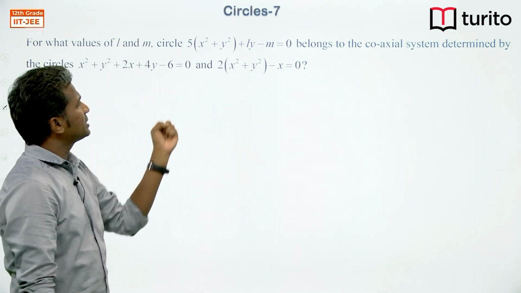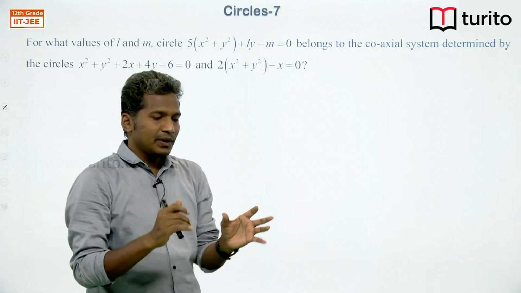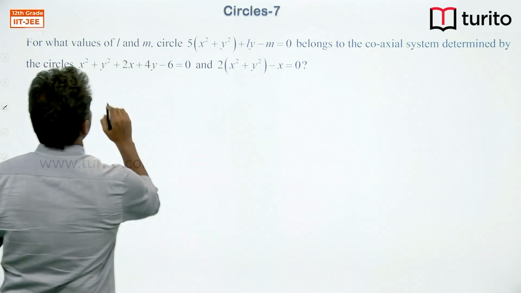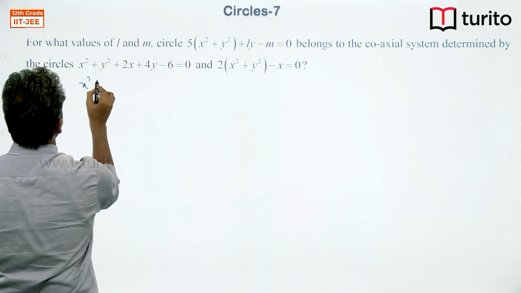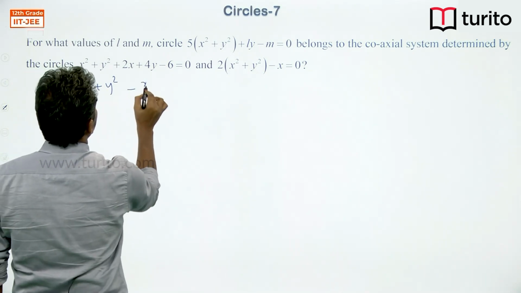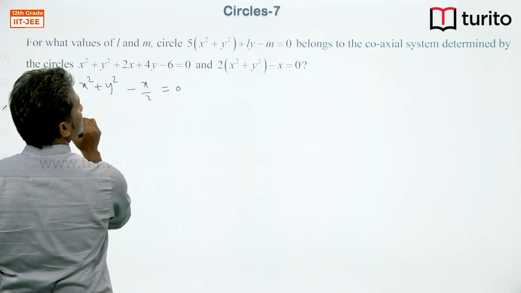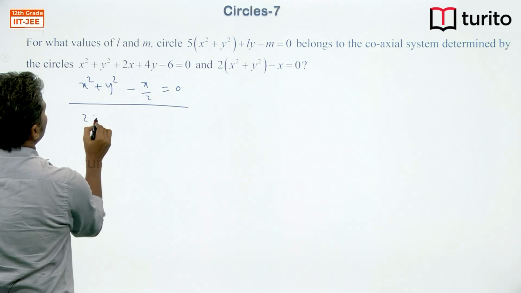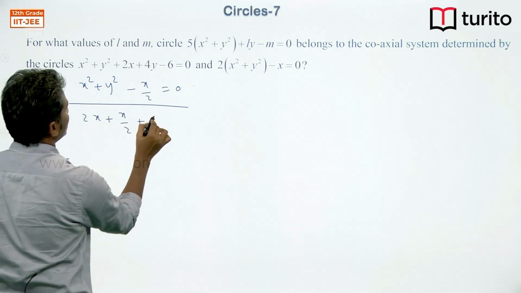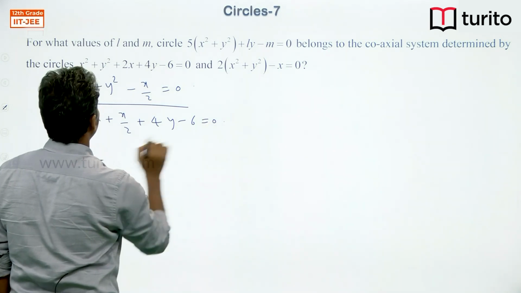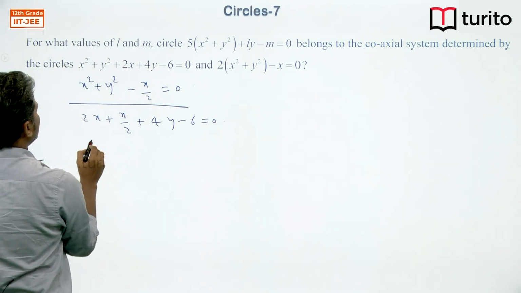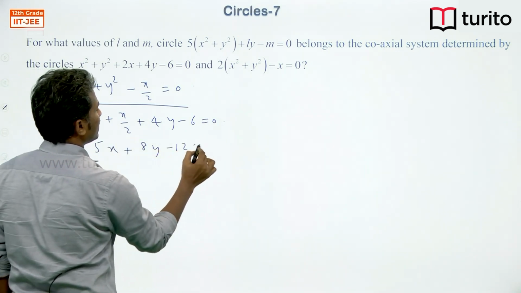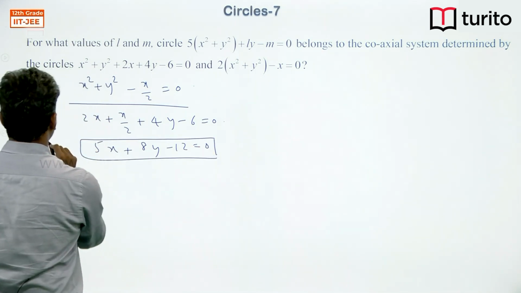Now when these two circles, whether they intersect or not, it does not matter. When they interact, there can be a family formed. So we will first form a radical axis here. I will write the second equation as x square plus y square minus x by 2 is equal to 0. Now when I subtract one from the other, I get something like 2x plus x by 2 plus 4y minus 6 equal to 0. So this line can be simplified as 5x plus 8y minus 12 equal to 0. This becomes my radical axis.